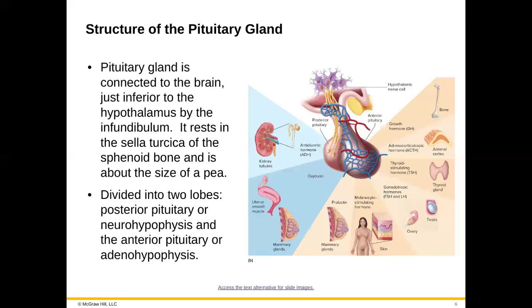The pituitary gland is further divided into 2 distinct lobes: the posterior pituitary, which we'll also refer to as the neurohypophysis, and the anterior pituitary, which we'll also refer to as the adenohypophysis. The neurohypophysis naming of the posterior pituitary should leave you a little hint of the embryological origin of the posterior pituitary.